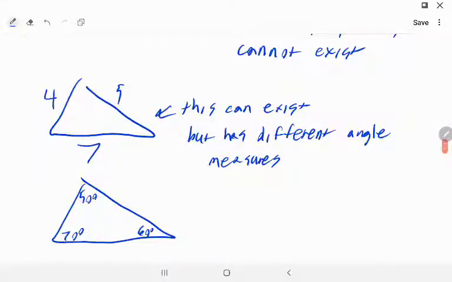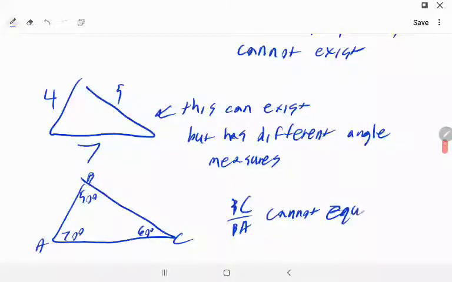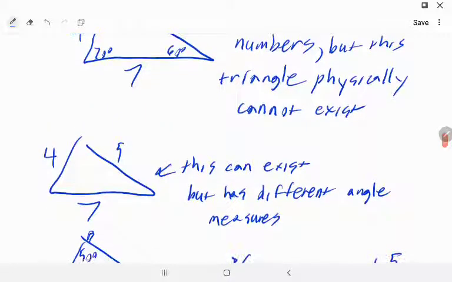But what we're going to notice is that if we called this A, B, C, we can find out that the length of BC divided by the length of BA cannot equal 5/4. And so we cannot have a triangle with those same 3 side lengths and those 3 angle measures. And again, that goes back to trigonometry. We don't need to know the details of that just yet.